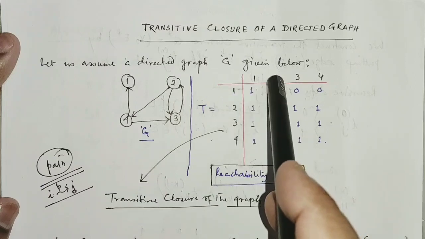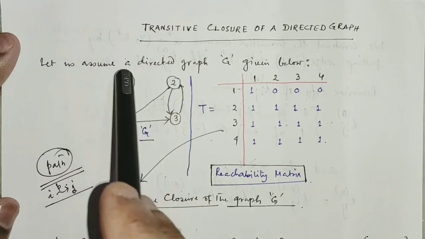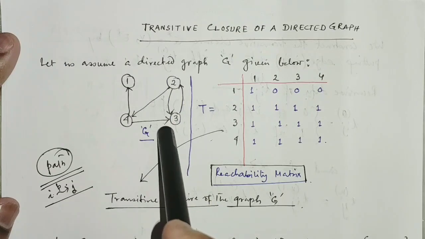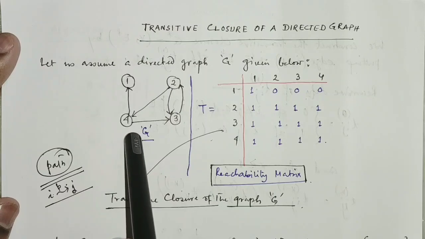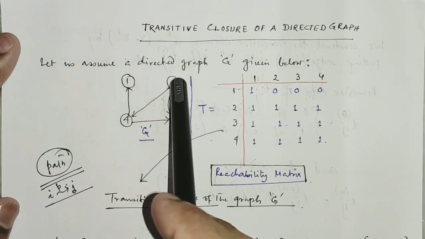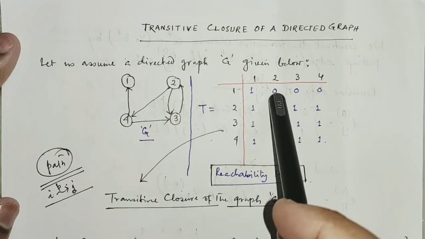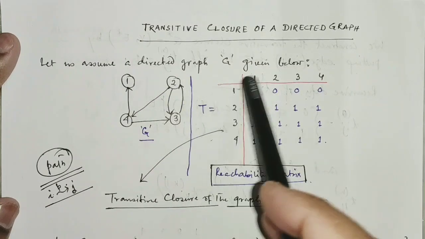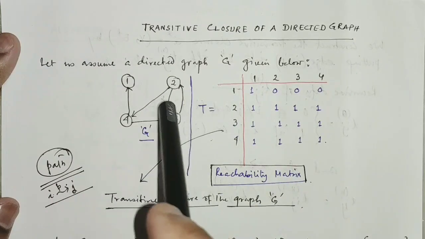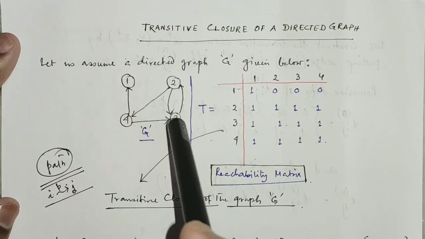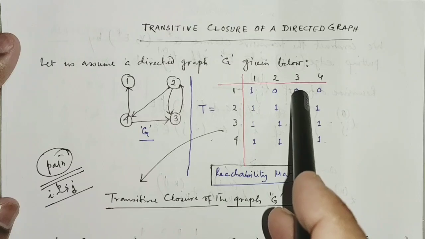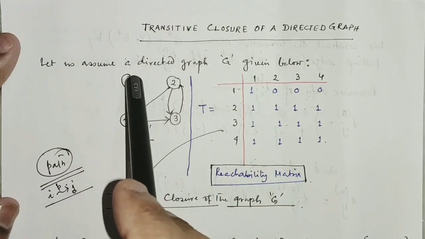Then go for 1 2. Vertex 1 to 2, is there any path? If you follow the graph, there is no path. I am not talking about adjacency, I am talking about a path existing between a pair of vertices. For 1 to 2, there is no such direction found, either direct or via, so there is no path, and the entry is 0. Now go for 1 3. Is there any path from 1 to 3? No, there is no such path, so this entry is 0. Now 1 4. Is there any path from 1 to 4? No.